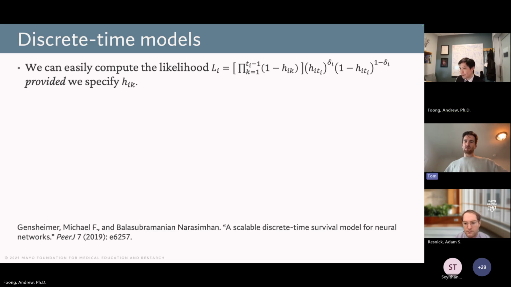Yeah, I guess you could use splines to model the hazard function eventually. I'm sorry? Yeah.